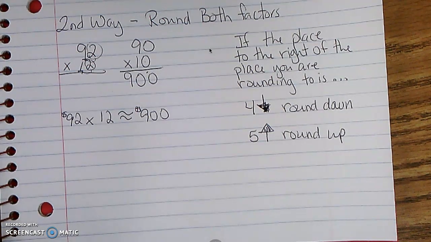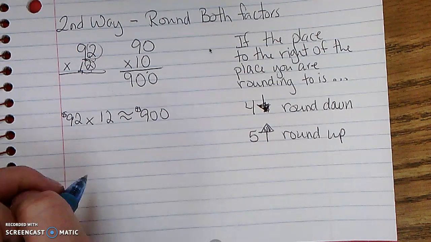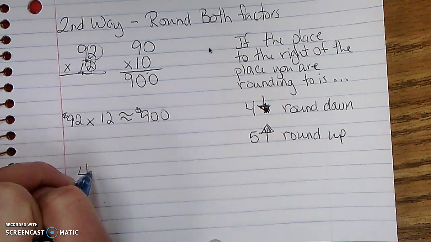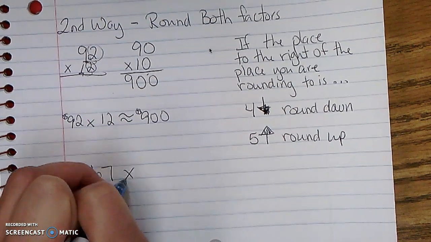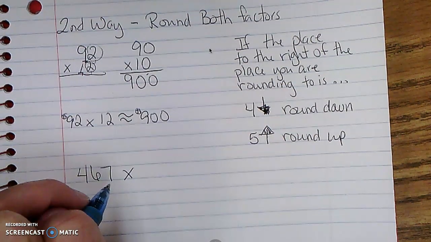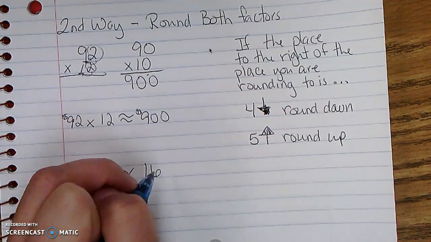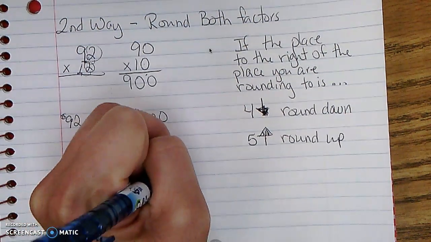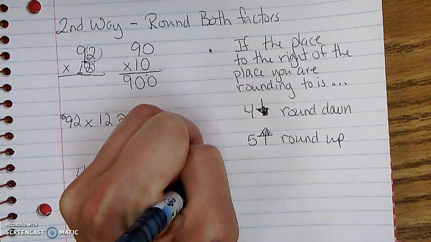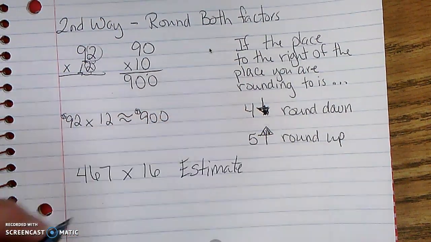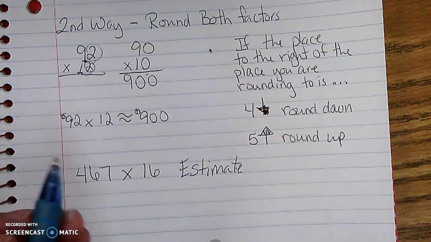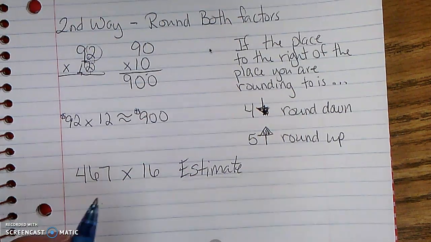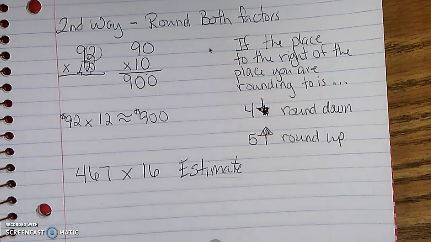So what if I gave you 467 times 16? I'm asking you to estimate, and if the directions say to estimate, it means you are rounding first. We talked in the last couple of lessons about knowing the directions. If the directions tell you to estimate, then you have to round the numbers first.